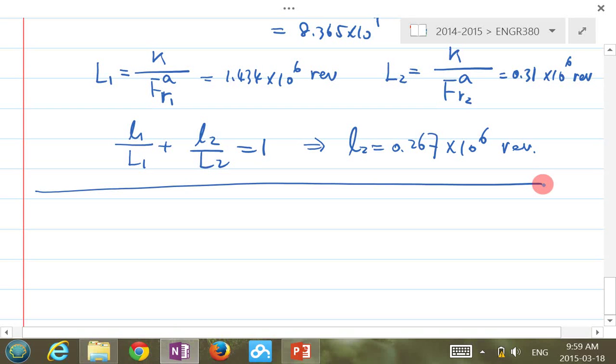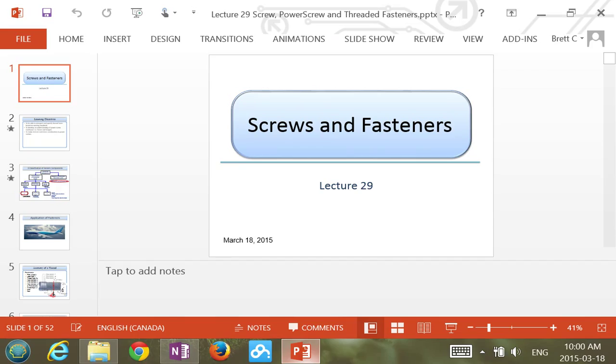Plug it in already. So that's all about the bearing. Okay. That's all about bearing here. So now let's move on. Any question? If you don't get it, let's move on to screws and fasteners.